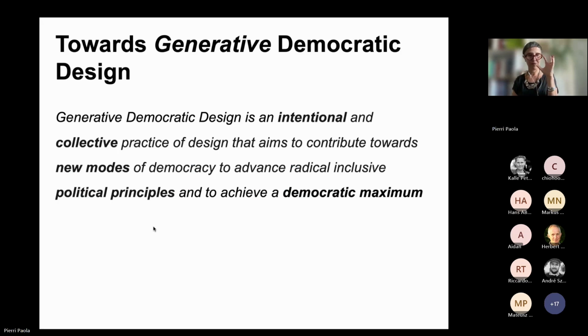In a draft definition, I'm describing generative democratic design as an intentional and collective practice of design that aims to contribute towards new modes of democracy, to advance radical inclusive political principles, and to achieve a democratic maximum. So I build on Soward, but I also propose some distinction from his work. I understand generative democratic design to be always collective, for instance, building on the long tradition of participatory design from within design, and always aiming to achieve what I'm calling the democratic maximum.